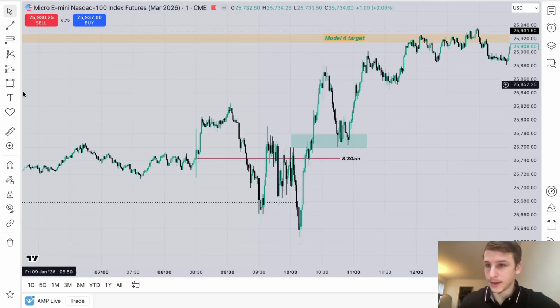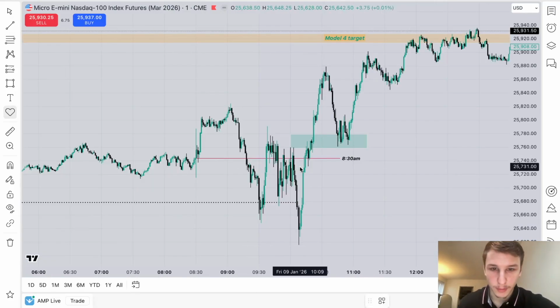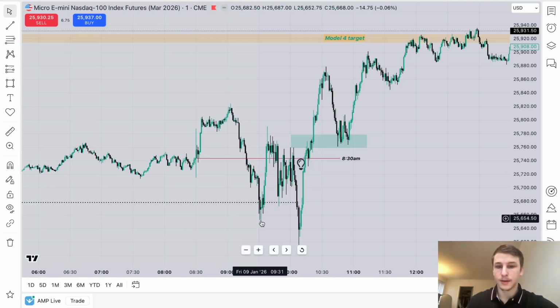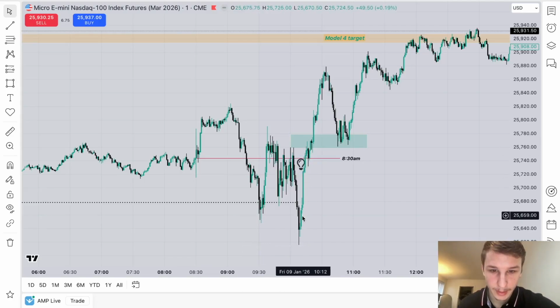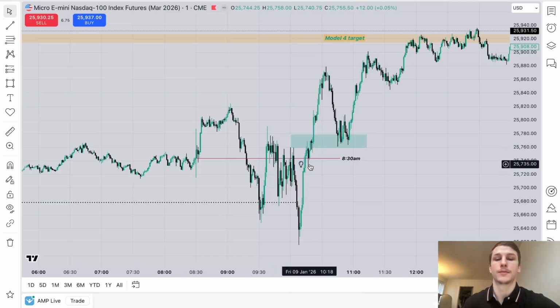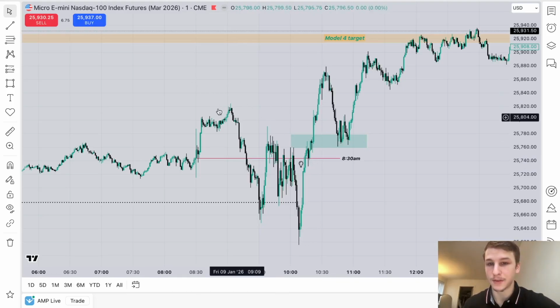All right, so again, here was your Model 3. We had the light bulb expansion off of a key time-based old low right here, right? Multiple fair value gaps, 1, 2. Then you had your retrace, and I missed it. And then we rushed to the upside towards all these obvious stacked highs here.